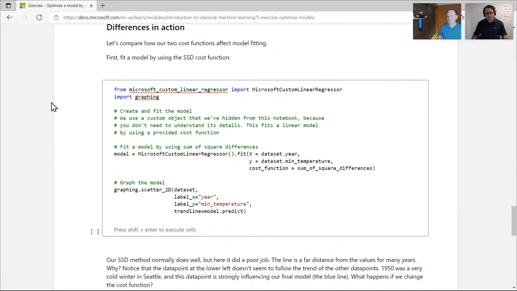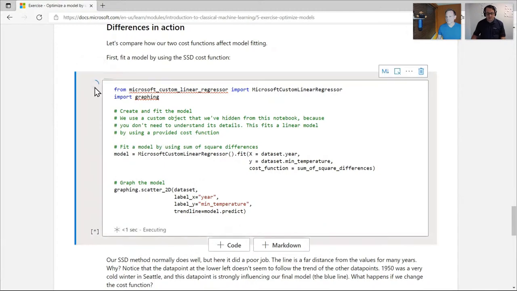Awesome. So let's go ahead and execute that training like we did before, but this time we'll be able to see the difference with the cost functions. We'll first run by using the sum of squares.